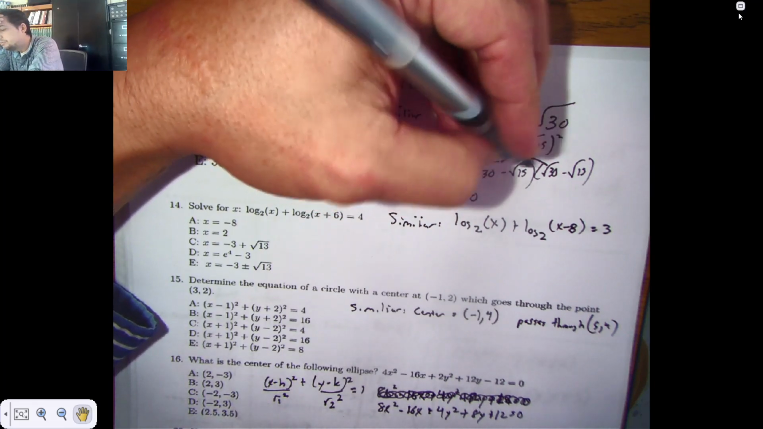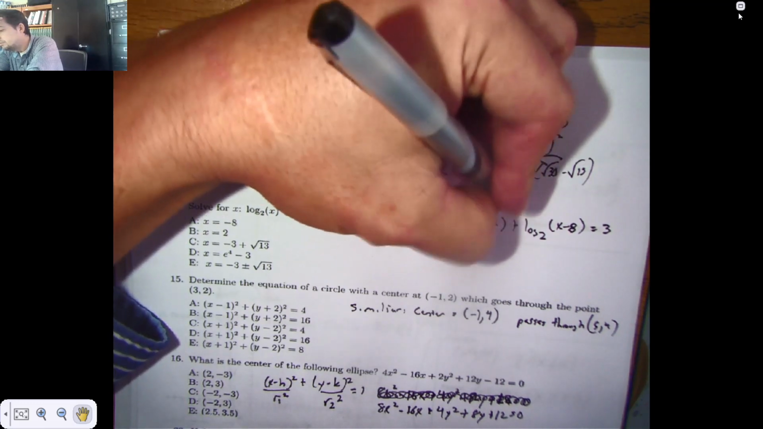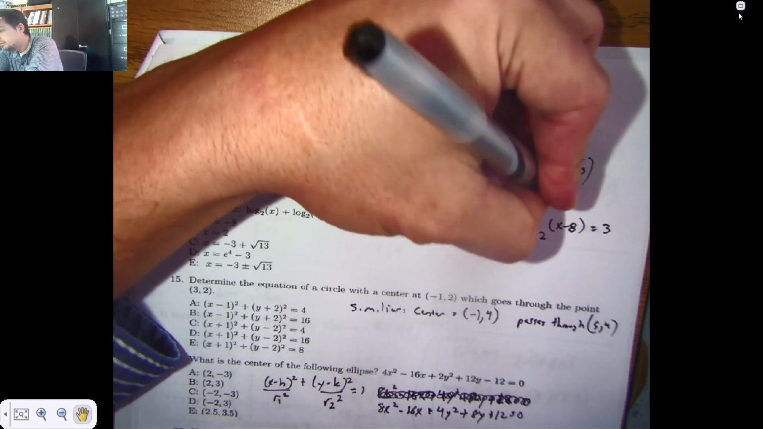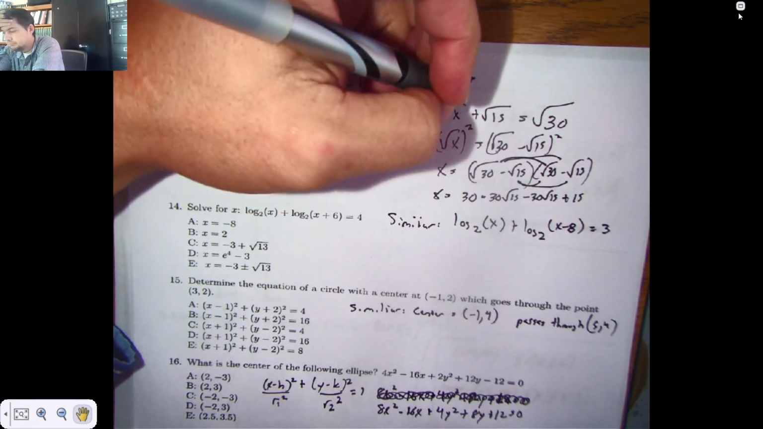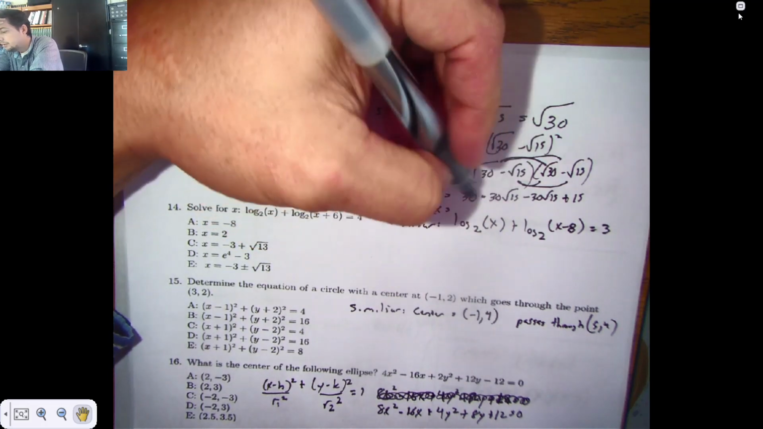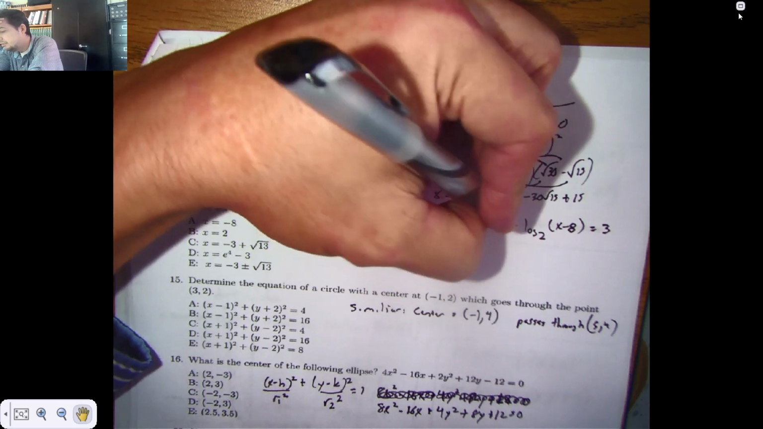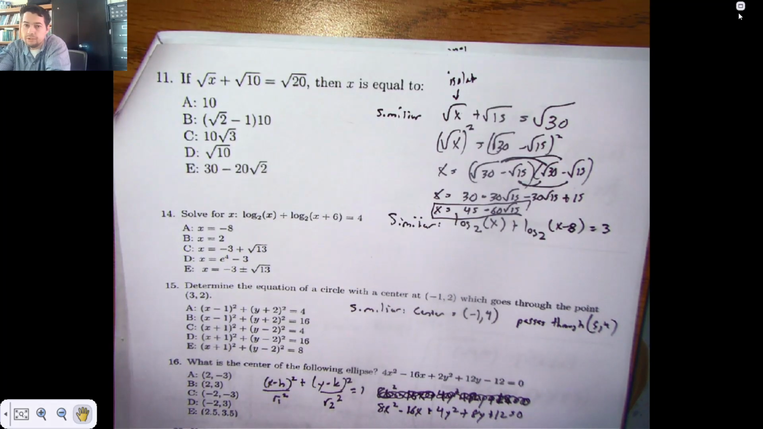So the root 30 times root 30 is 30, minus 30 roots of 15, minus another 30 roots of 15, and then plus 15. So I see 30 and 15 makes a 45, and then I take away 60 roots of 15, and that's my answer. All right, that's what she looks like. Root 15 doesn't simplify. Maybe I should have picked a different number that did, but anyways, that's where it's at.